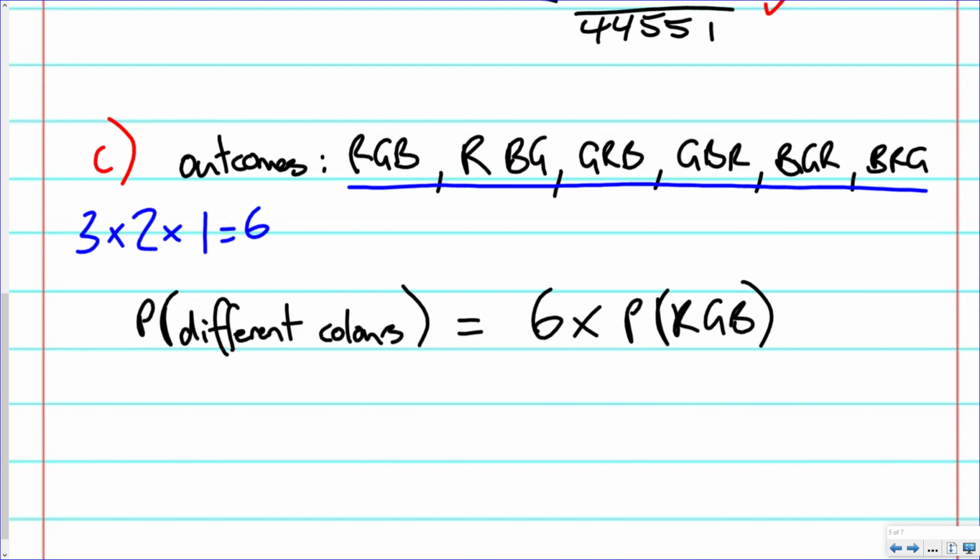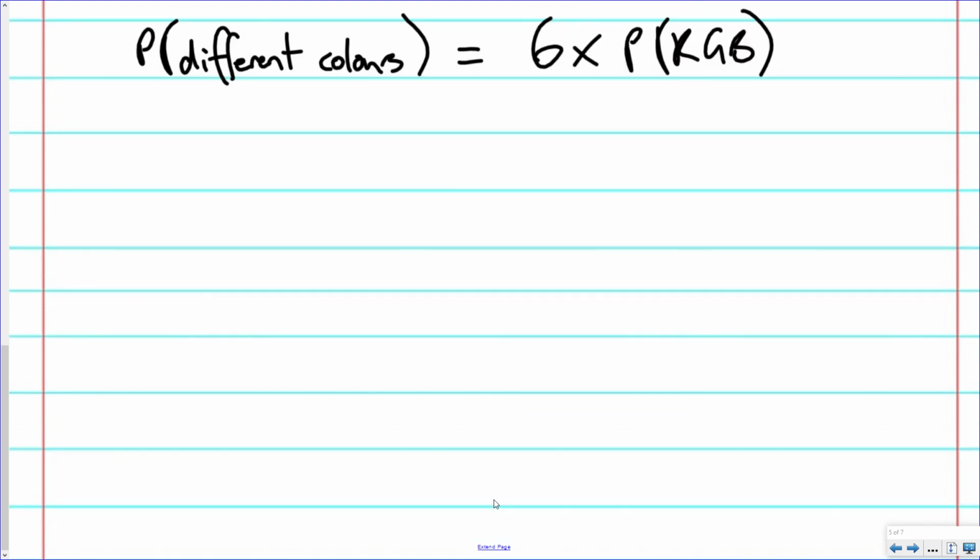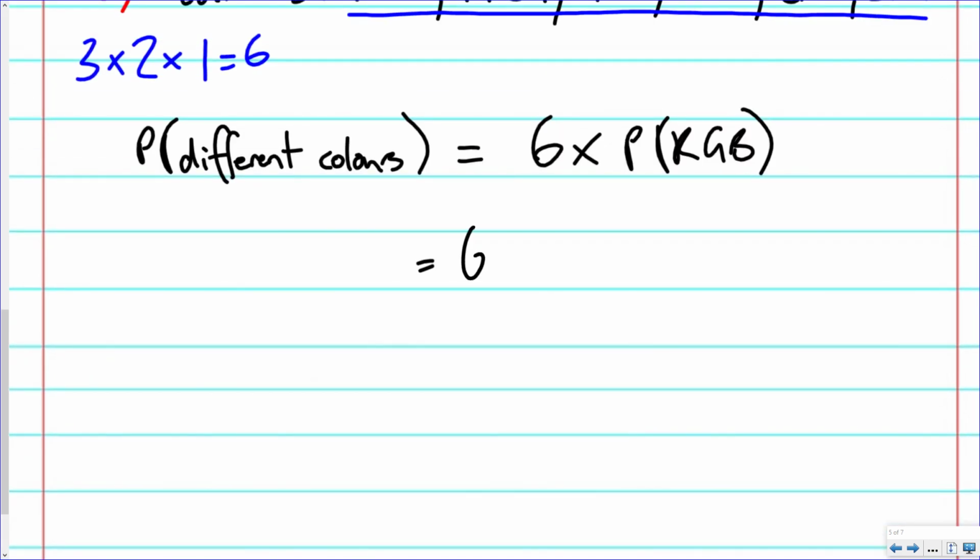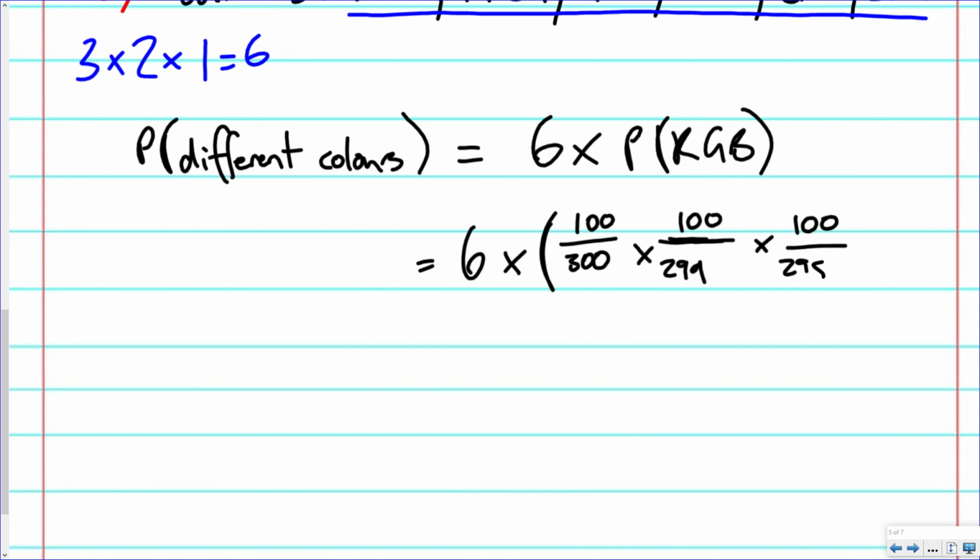Alright, choose the first one. So it's 6 times because, and you can do this yourself, you can do the probability of all 6 things, but you'll see that the probabilities are all the same. And so the probability of getting a red first is 100 over 300, as we talked about earlier. The probability of then getting a green is going to be 100 over 299. Because yes, there are 299 tickets left in the thing, but there's still 100 greens. Until we get a red, I haven't changed the greens. And then lastly, this is 100 over 298.